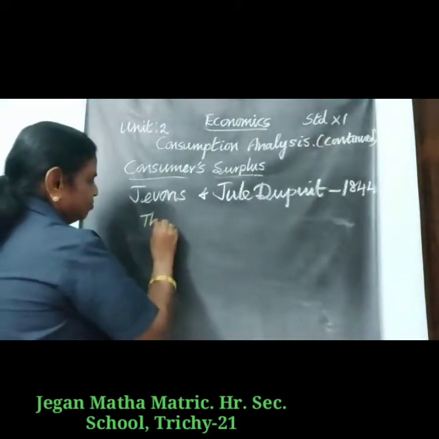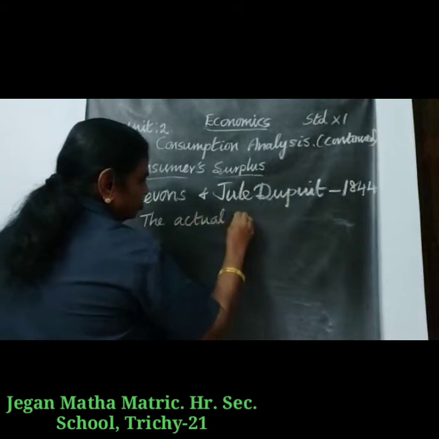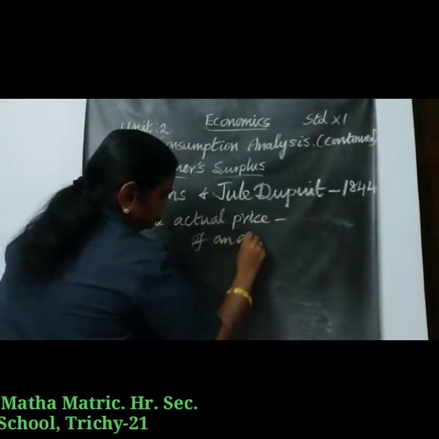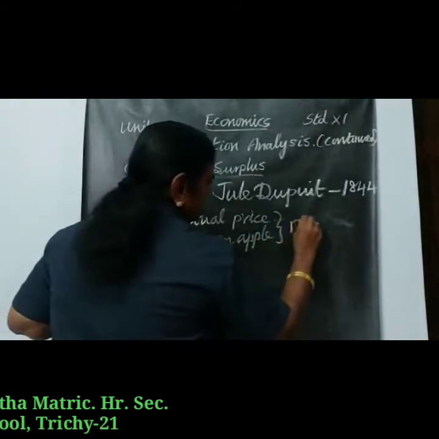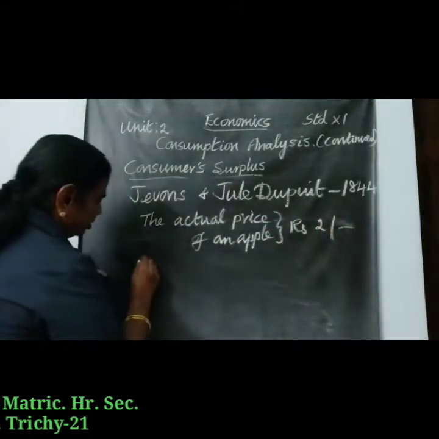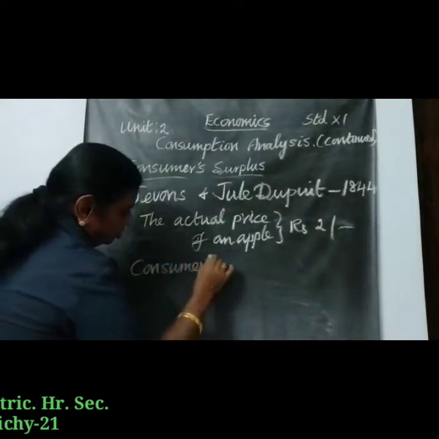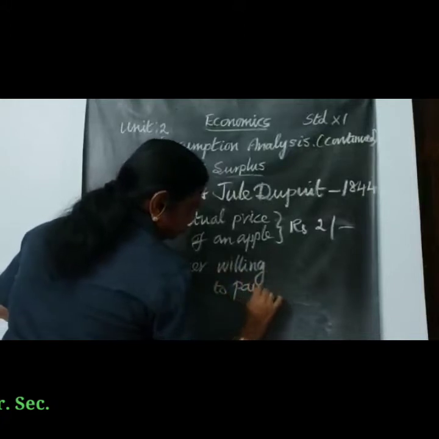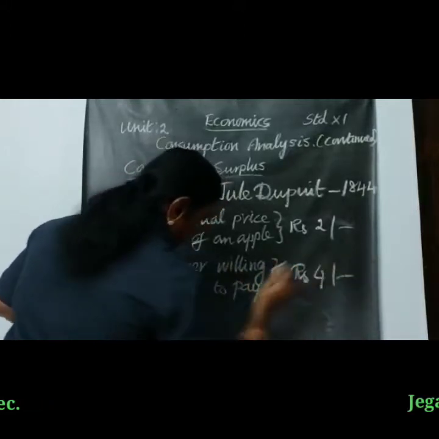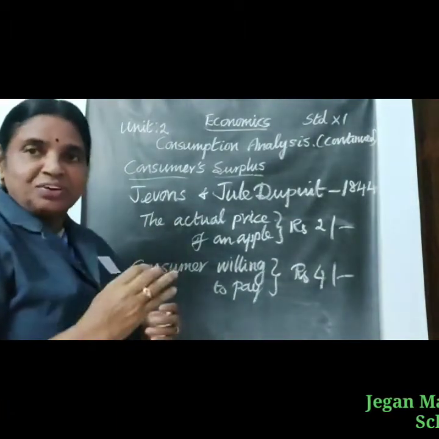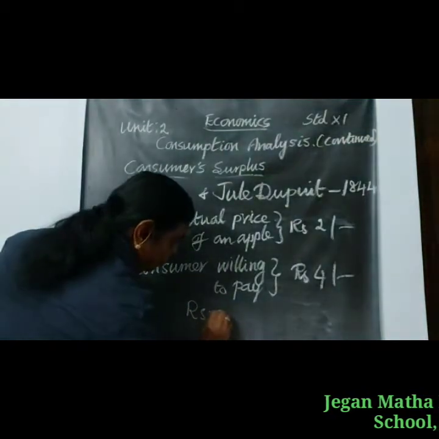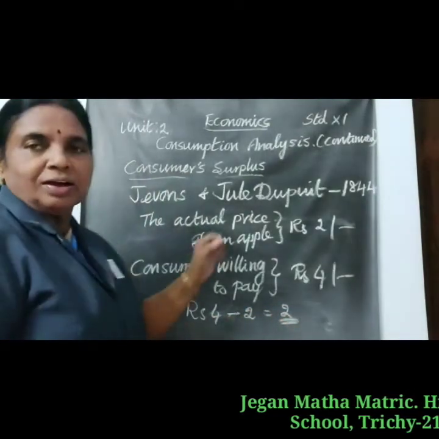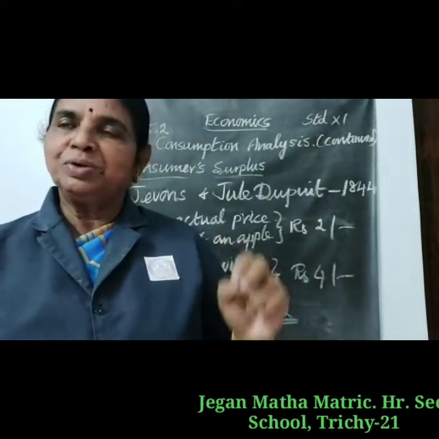So, the actual price of an apple is ₹2, and the consumer is willing to pay ₹4. So the consumer surplus, the surplus satisfaction he receives, comes to ₹4 minus 2, so 2. So the consumer would pay an additional ₹2 for that particular apple.